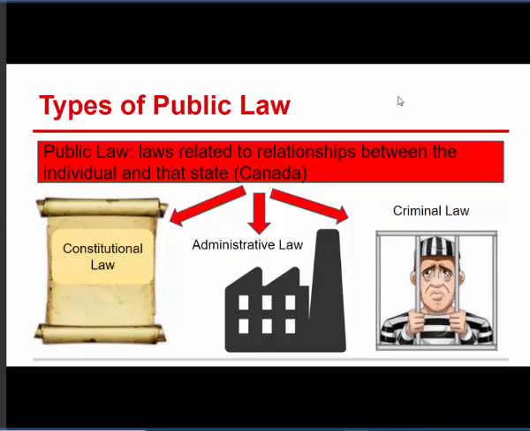Types of public law include any law that governs the relationship between you, the individual, and the state. Not the United States, but the state being Canada. In this case, it's the Crown. So, the Queen. Our relationship with Liz. Public law includes constitutional law, administrative or procedural law, and criminal law.